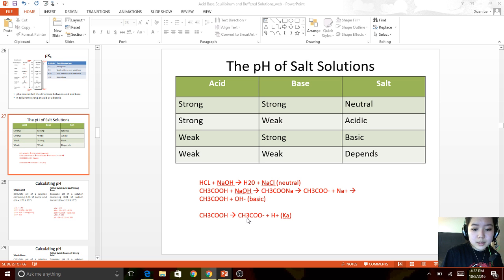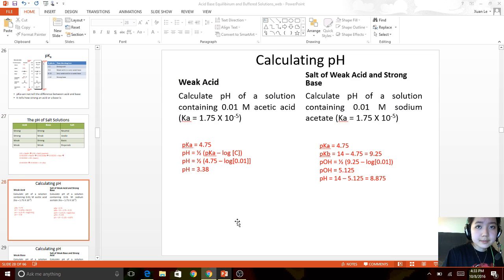And also, when acetic acid dissociates into the acetate ion and then a hydrogen ion, that's going to be the Ka value. But the reverse of that, when you see acetate accepting a proton, it's going to be a Kb value instead. And this is just important to note when you're calculating the pH. So remember that a salt does not have a Ka or a Kb value. It's only their parent, the conjugate acid or the base, that has a Ka or a Kb value.